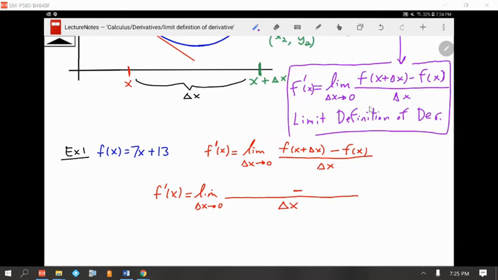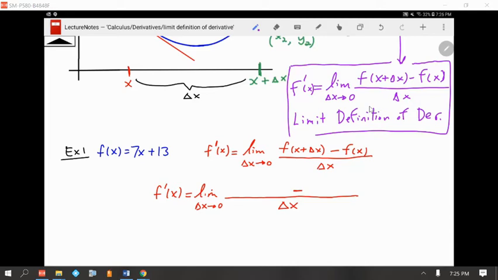What's the function, right? So I have a formula in that purple box, and you see I rewrote the formula again here in red, and I'm going to keep rewriting it. It's kind of a lengthy formula. I'm going to keep writing it over and over again, but you can't do anything with this formula until you have a function. So my function in this case is f of x equals 7x plus 13.